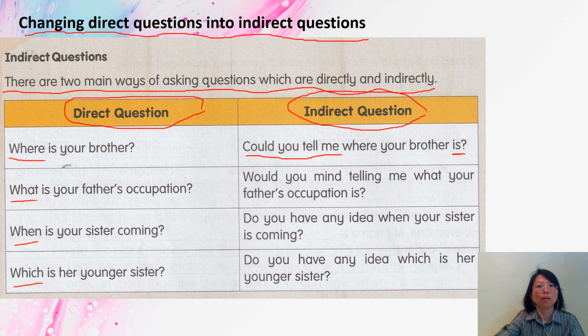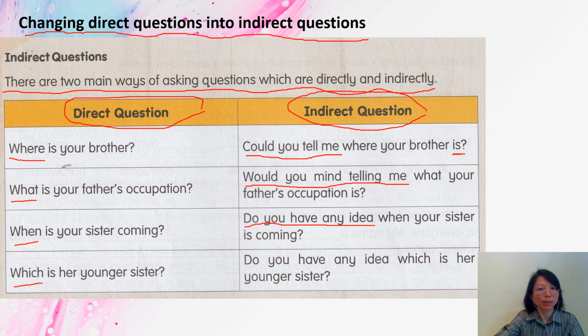For the second example, you can begin your indirect question with would you mind telling me what your father's occupation is? The third example, you can begin your indirect question with do you have any idea when your sister is coming?